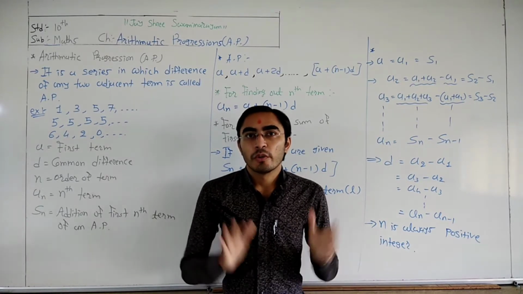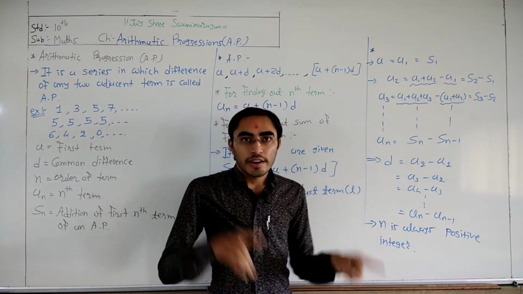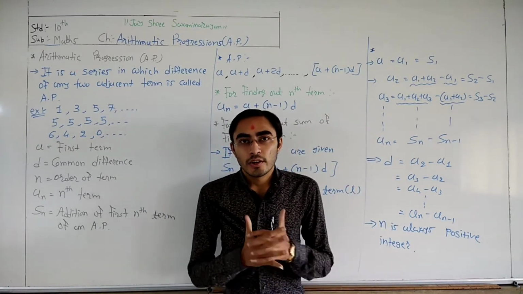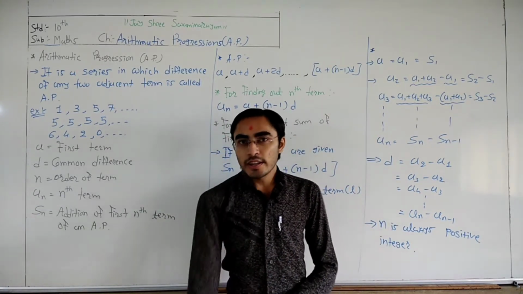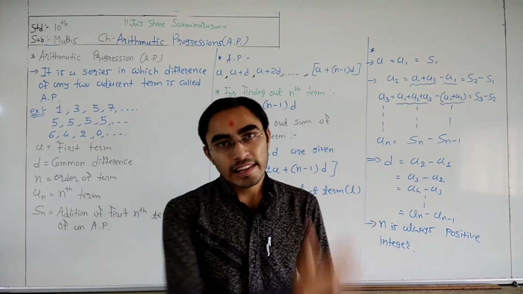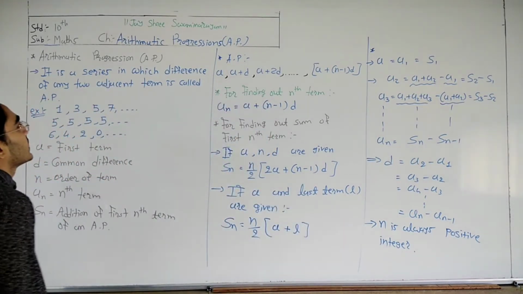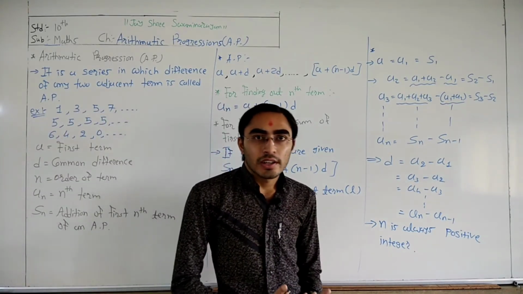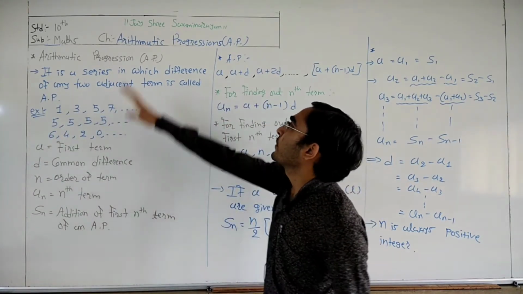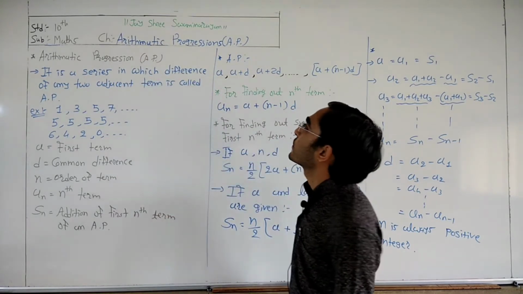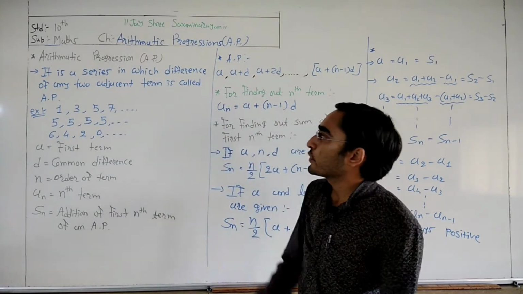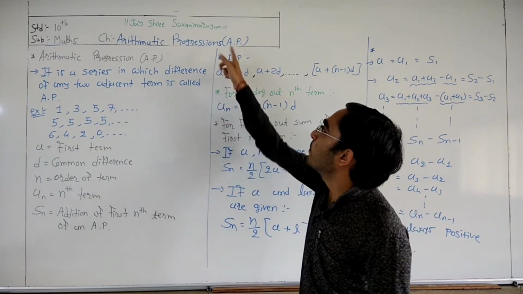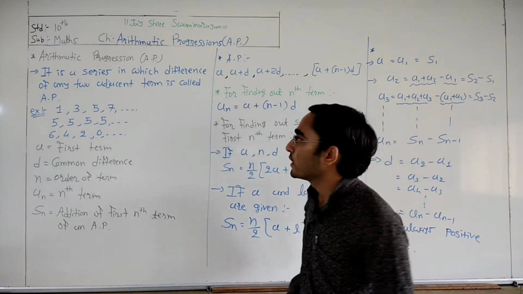In this video, we start our new chapter. It is chapter number 5, Arithmetic Progression. Be ready, open your mind, let's start it. First of all, we learn the theory part of this chapter. The chapter name is Arithmetic Progressions. In short, it is called AP, which means arithmetic progression.